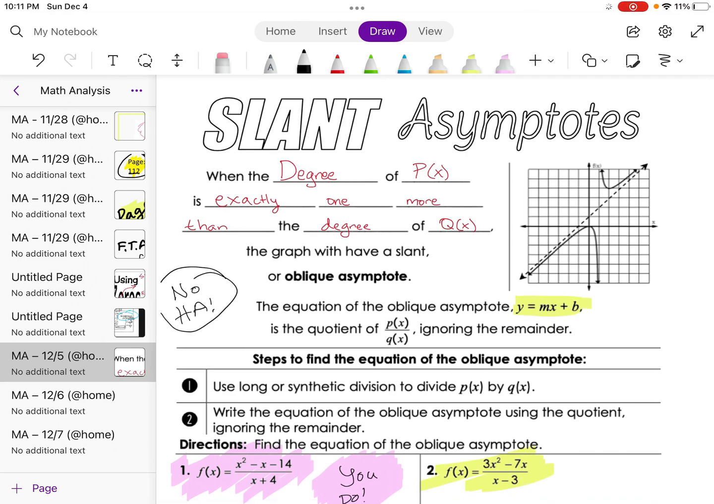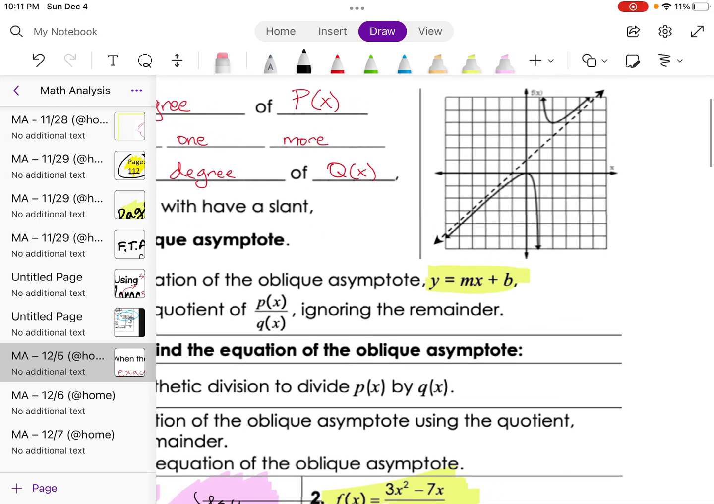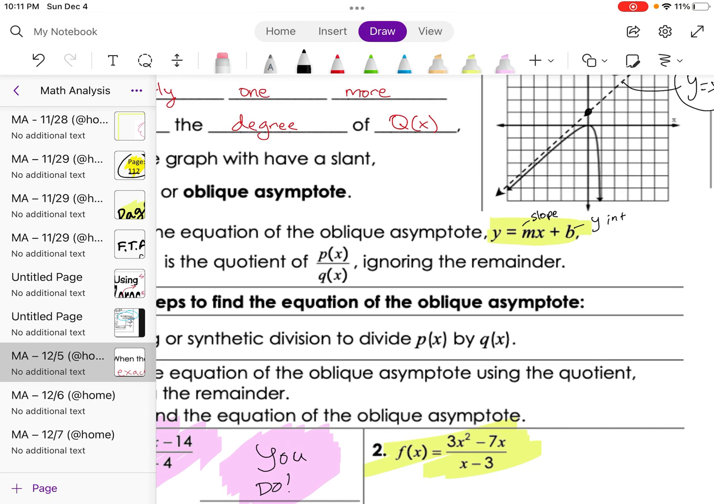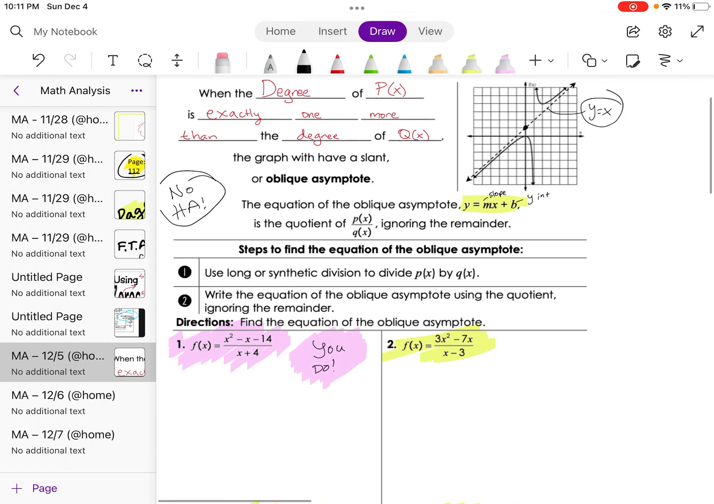So what we're going to do, we're going to be using synthetic division to figure out what that line is going to be. Because it's a diagonal line, it's going to be in the form of y equals mx plus b. So if you remember that from maybe ninth grade, m is going to represent slope and b is your y-intercept. So in this sense, this one had a y-intercept at 1, and it looks like it has a slope of 1. So this line would have been y equals x.